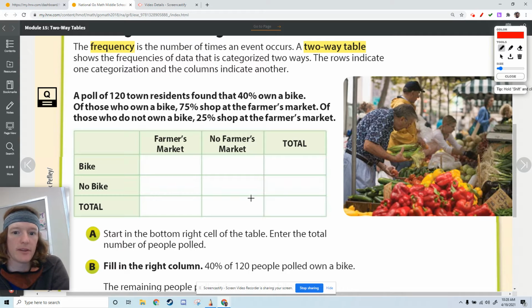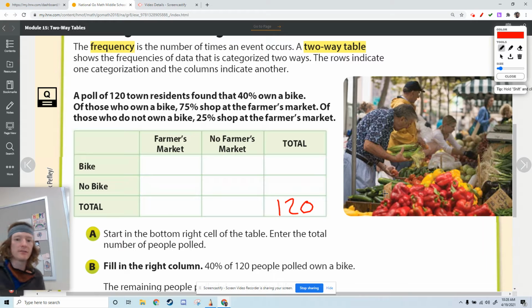So the way this works is we're going to have a total number of people who have a bike, a total number of people who don't have a bike. We're going to have a total number of people who shop at the farmer's market and the total number of people who don't. And this bottom right is the total of everybody, everyone who owns a bike or doesn't own a bike, and everyone who goes to the farmer's market or does not, to be our total of 120 people. Now we're going to start solving some problems here.